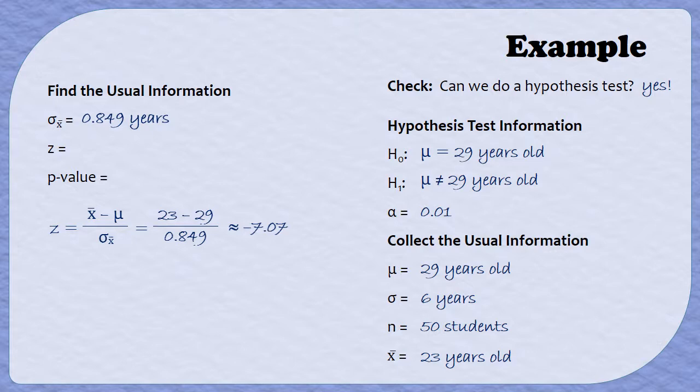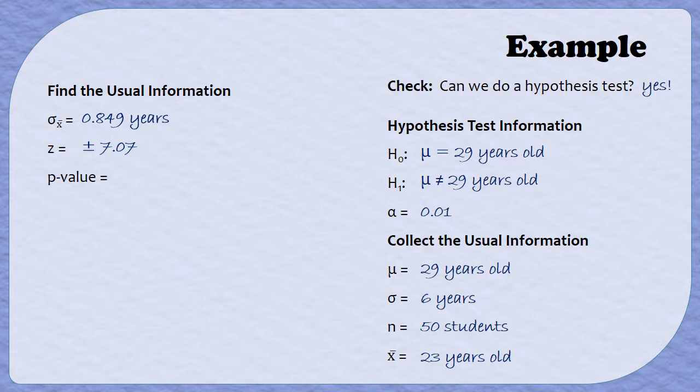Now, this is a really large z-score. Normally our z-scores are like negative 3 point something or 3 point something at a maximum. But this is okay for this problem. This is what we get. And since we're doing a two-tailed test for our z-score, we need to make sure we have two z-scores. So I'm going to list this as plus minus 7.07.